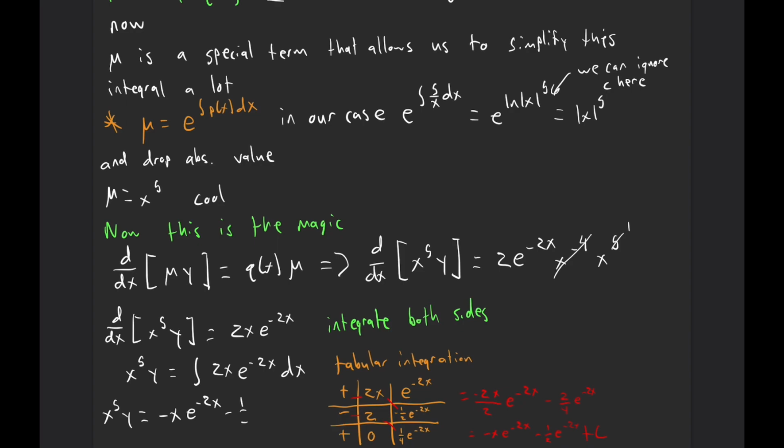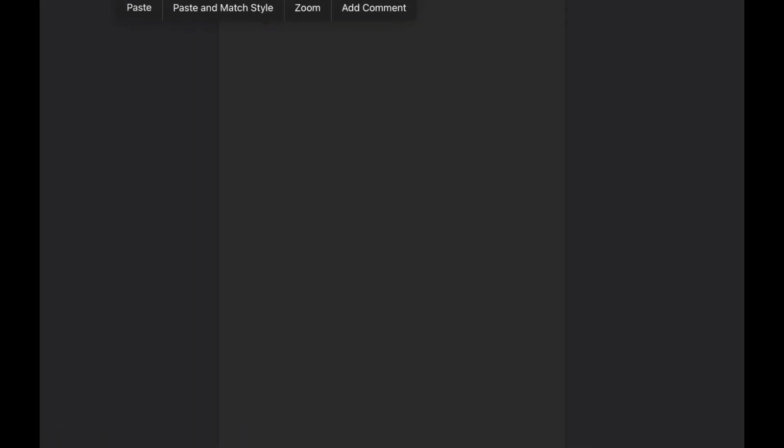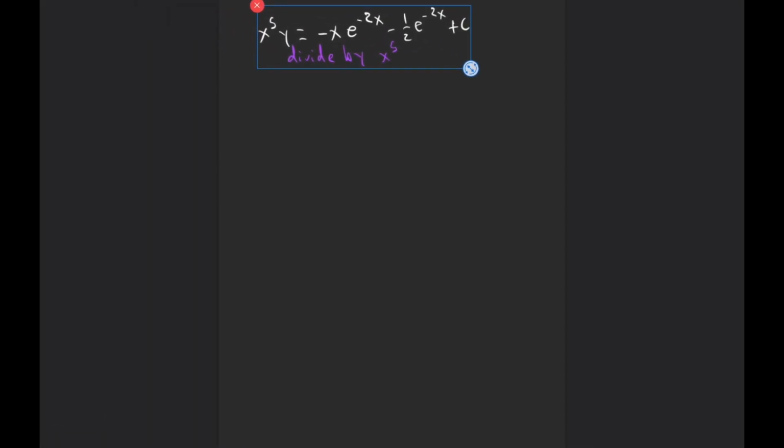And at this point, we can just divide the whole equation through by x to the fifth, and I'll show that on the next slide. I'll go ahead and copy all this over in just a second. Put that in there, size it up a little bit for you, and then when we're dividing by x to the fifth, we get y by itself equals negative x e to the negative 2x over x to the fifth minus e to the negative 2x over 2x to the fifth plus c over x to the fifth.